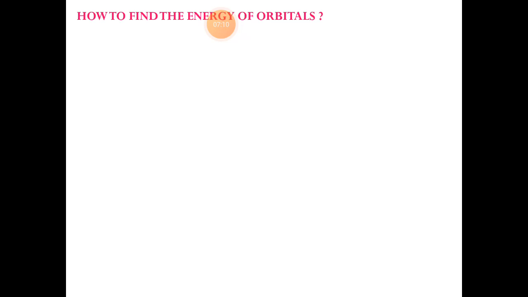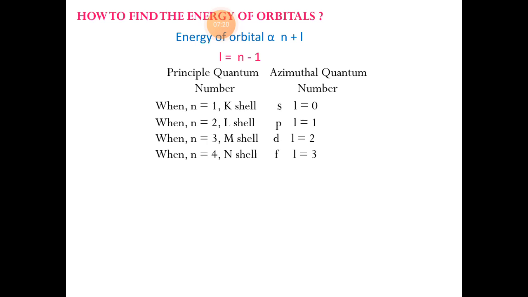Then how to find the energy of the orbitals? As we said earlier, the energy of the orbital is directly proportional to n plus L. This we will also see. Now we are comparing two orbitals. As we see there, the 3s orbital will occupy an electron first and then 4p, because this 3s has less energy as compared to the 4p. Then how does this 3s have less energy? That we will see here.